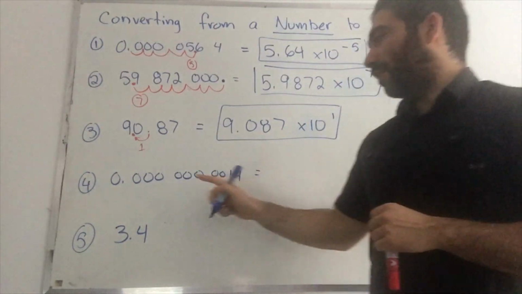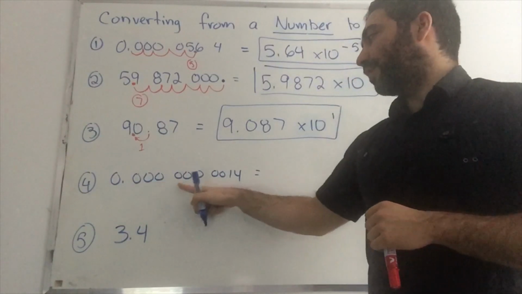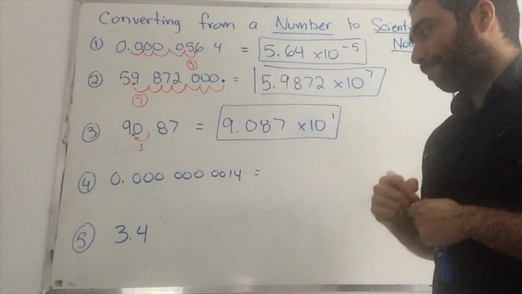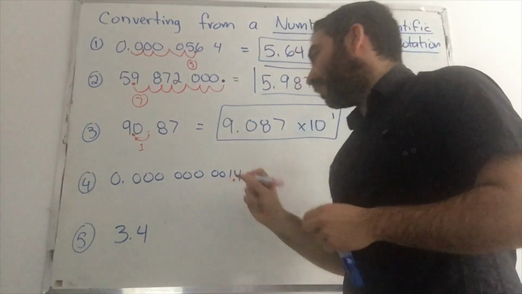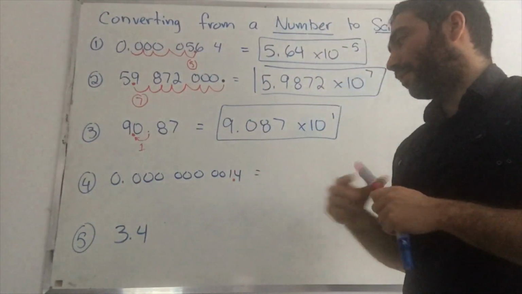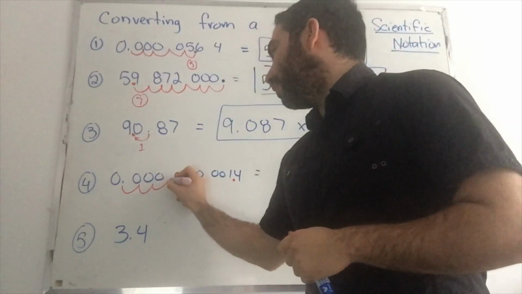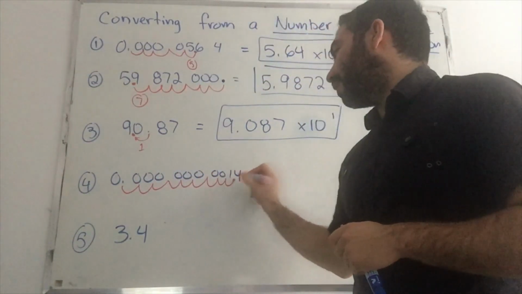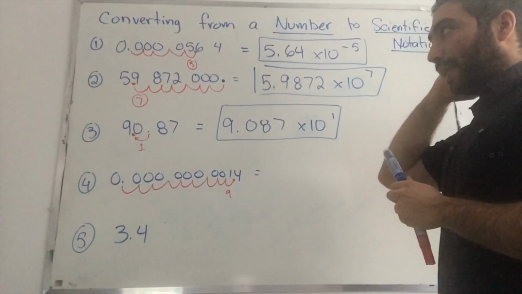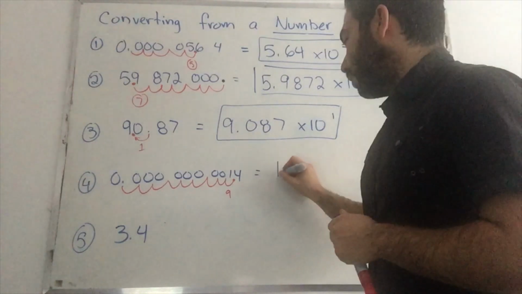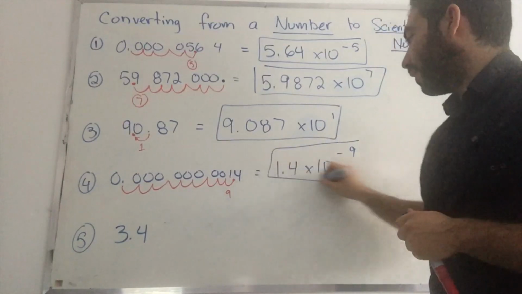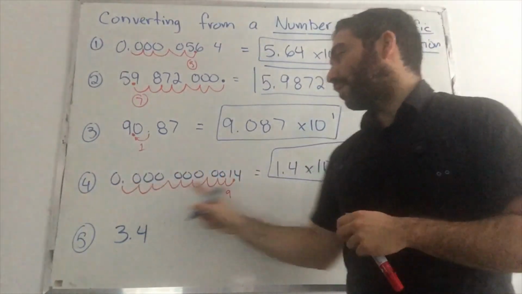Example 4. We have 0.000000014. Where do we want the decimal to be placed? Right between the 1 and the 4 to get 1.4, and now that would be in scientific notation. So we start here, we're moving to the right. How many times? 1, 2, 3, 4, 5, 6, 7, 8, 9 times. So since we moved to the right, our exponent is going to be negative. So we get 1.4 times 10 to the negative 9. And this is a lot easier to write than all these zeros.